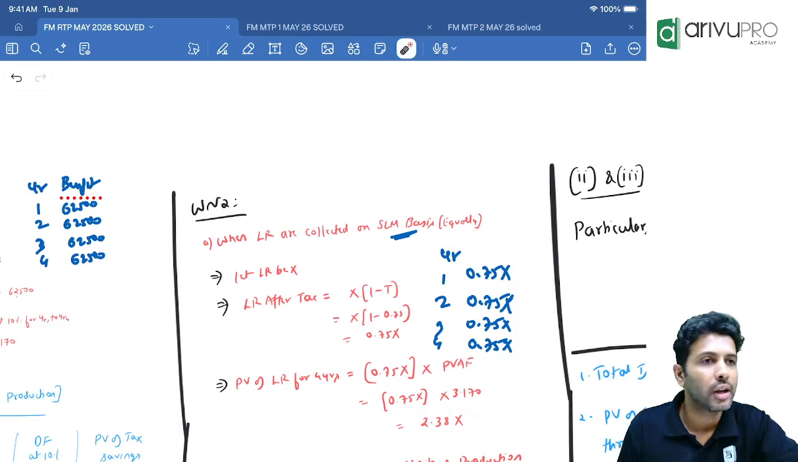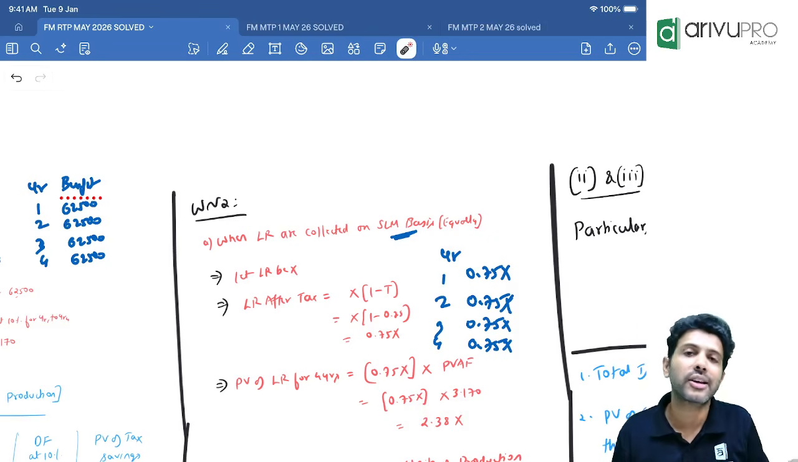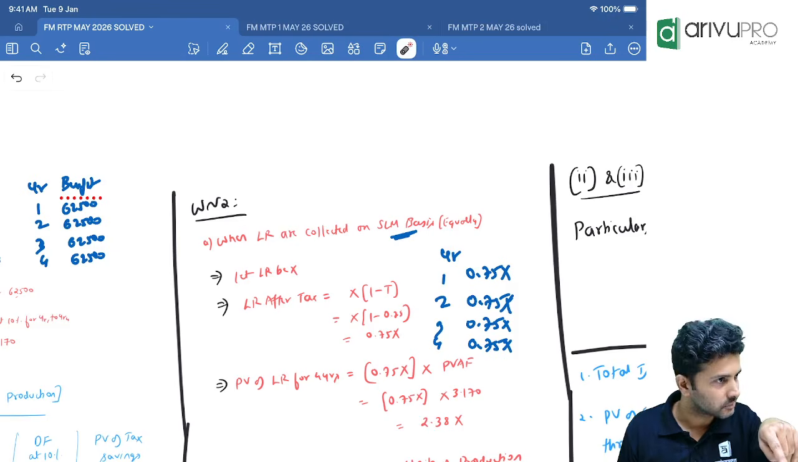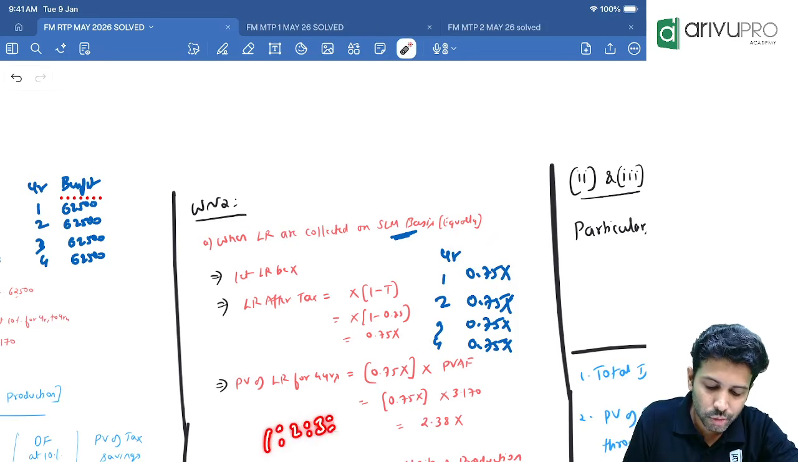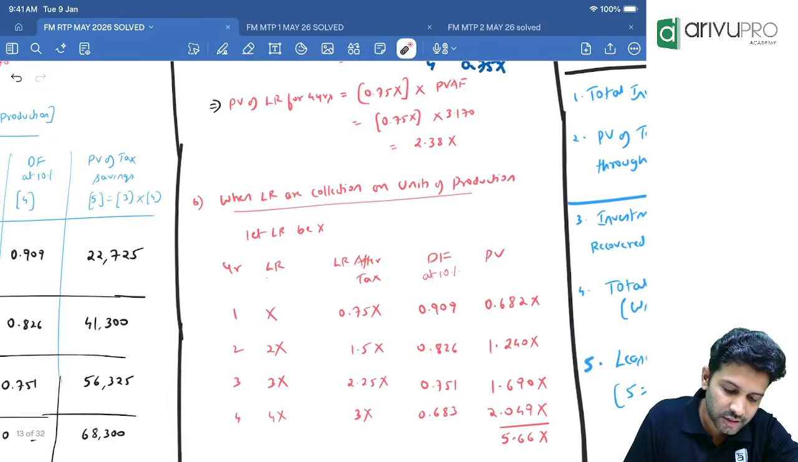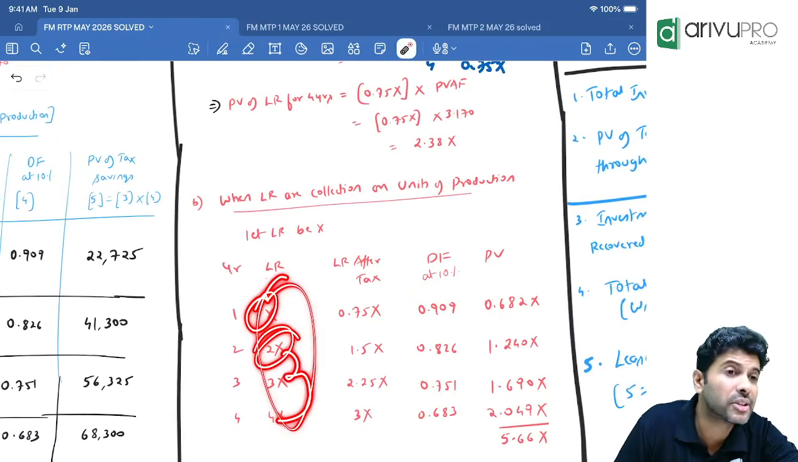Yes, Ajay. Now, same number will work out for what basis? Units of production. Lease rental is how much? X. If first year ka lease rental is X, means second year it will be X or 2X. Because units of production is in the ratio 1:2:3:4. If first year is X, means second year will be 2X, then 3X, then 4X. This is the income.